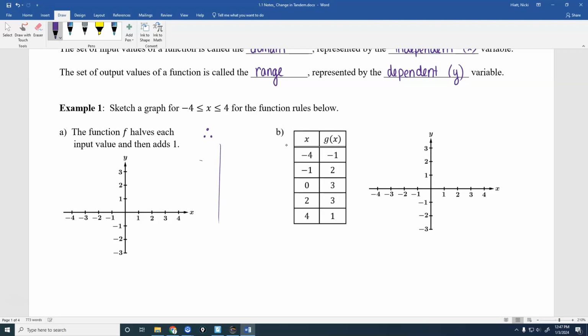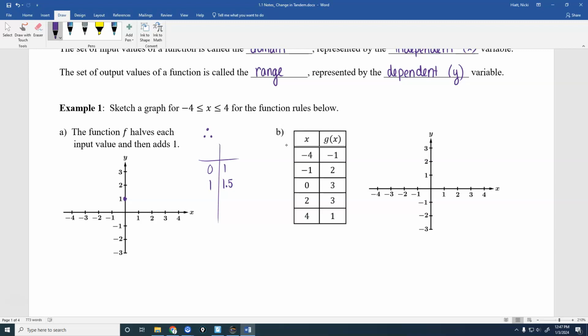We could start just by doing this to numbers. So if I plug in 0, I'm supposed to half the input value, so half of 0 is 0, and then I add 1, and I'll get 1. So I could graph it. Let's do both at the same time: 0, 1, there it is. And then I could try 1, and if I plug in 1, I'm going to take half of 1, which is 1/2, and I add 1, which is 1.5. So I got 1, 1.5.